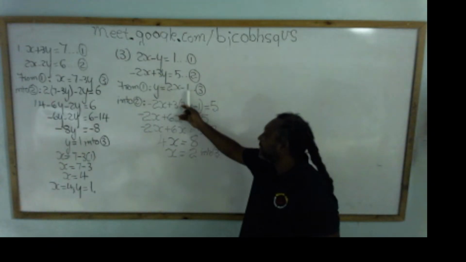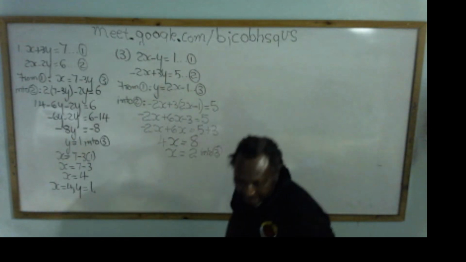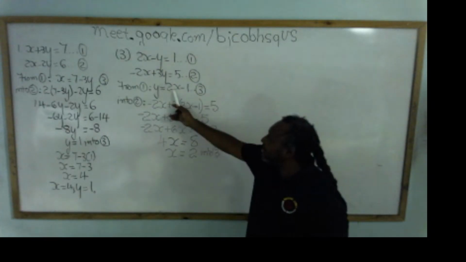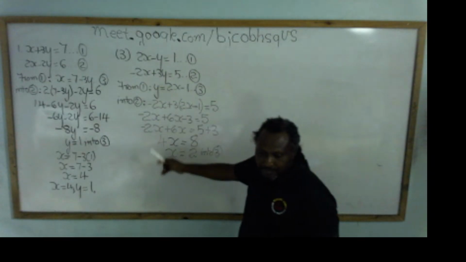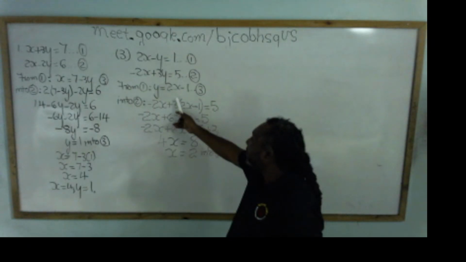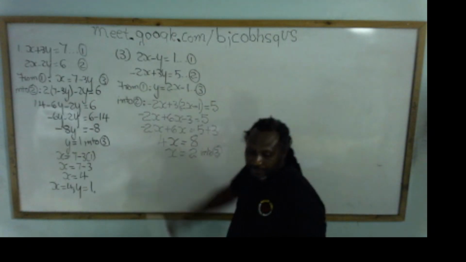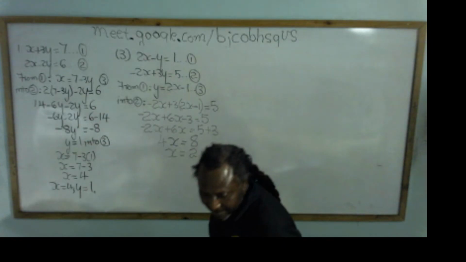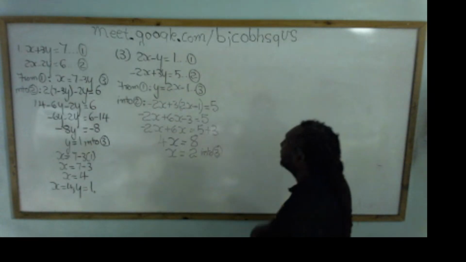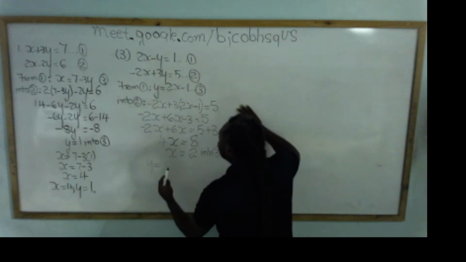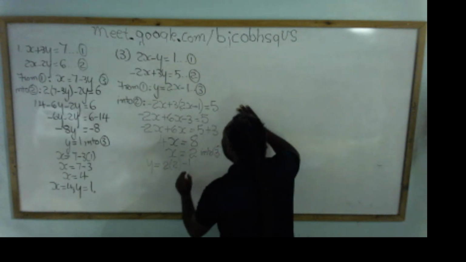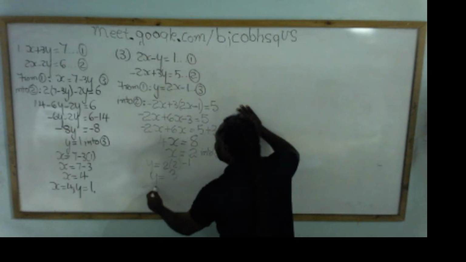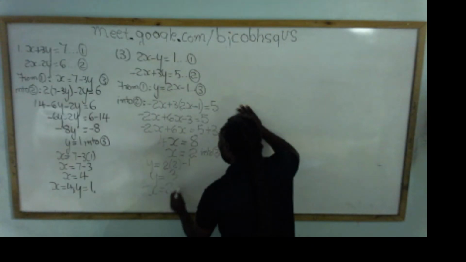What will be the value of y? Can anybody tell me what the value of y is, if the value of x is equal to 2 right there? What will the value of y be? 3, exactly. So we have y is equal to 2 times 2 minus 1. One step. y is equal to 2 2's, 4, minus 1, 3. So x is equal to 2, y is equal to 3.